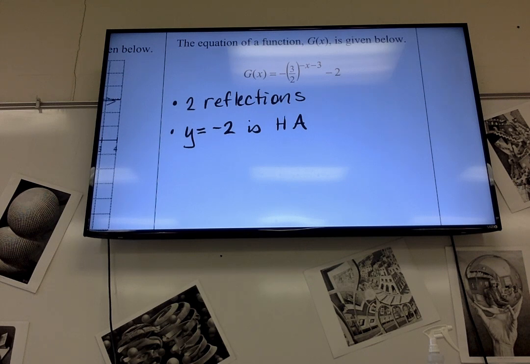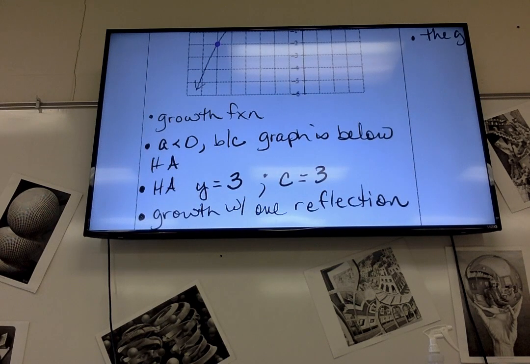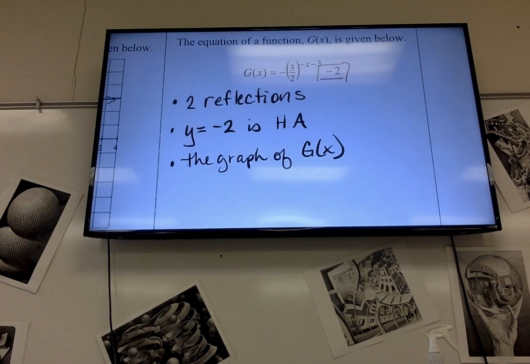Is it going to be above or below that horizontal asymptote? So when we graph it, would that be above or below negative 2? Below. Remember over here, we said a was less than 0 because the graph was below. So notice a is negative, it's less than 0, so therefore the graph is below.